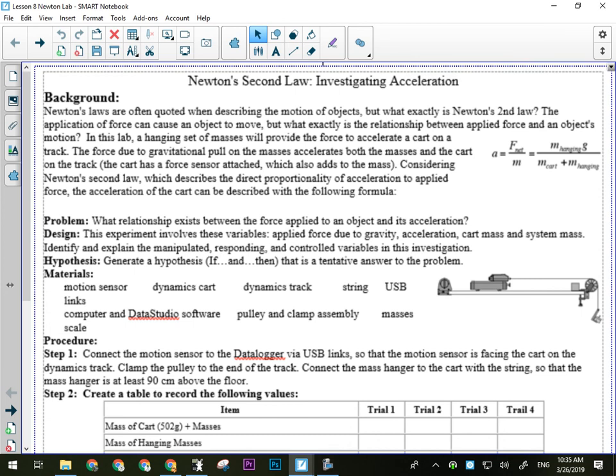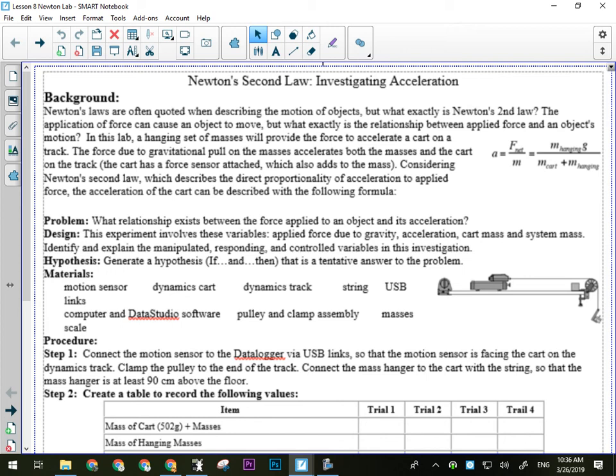So the purpose of the lab that we're going to do today is going to be to verify the validity of Newton's second law. Now, why are we validating or verifying a law that obviously holds true? Because I told you so. Okay, that's why we're going to do it. We want to make sure.